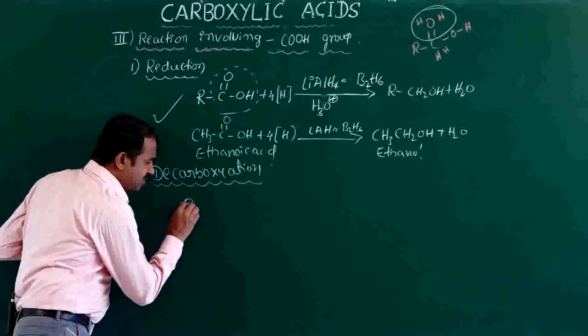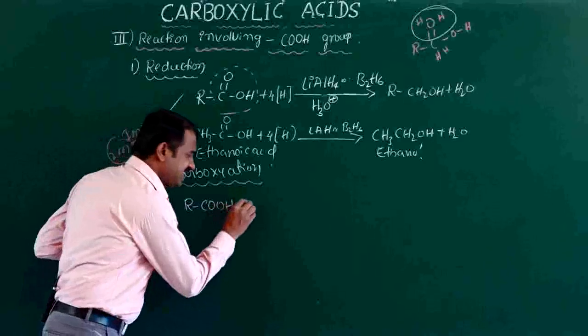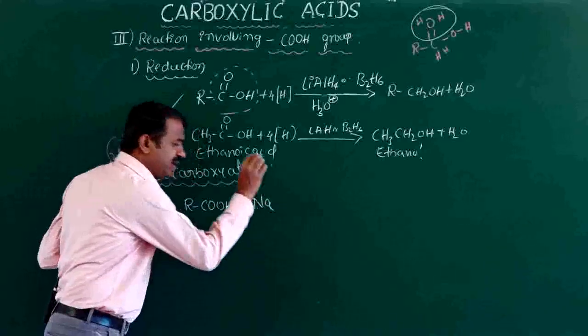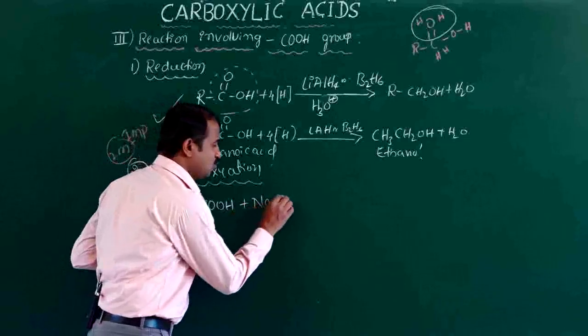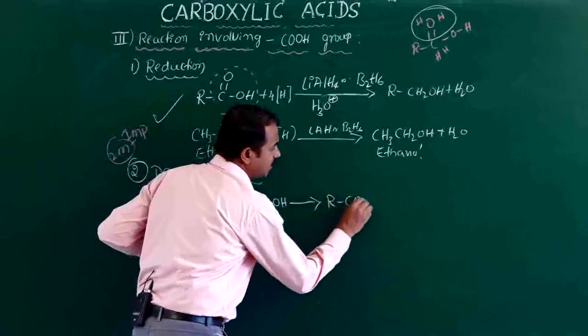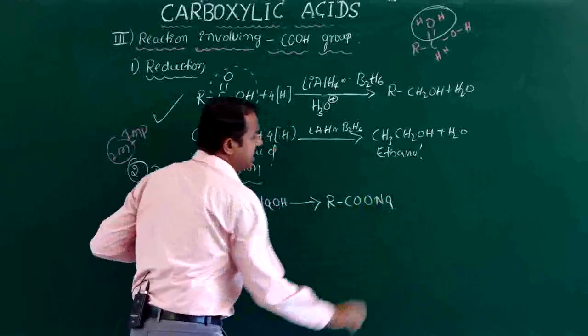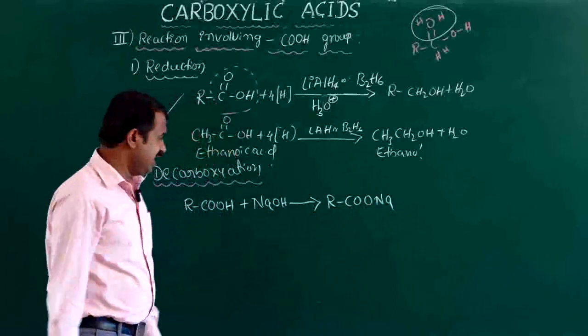The general formula of carboxylic acid is RCOOH. Carboxylic acid reacts with sodium metal or sodium hydroxide. Carboxylic acid reacts with sodium hydroxide to form the sodium salt of carboxylic acid.